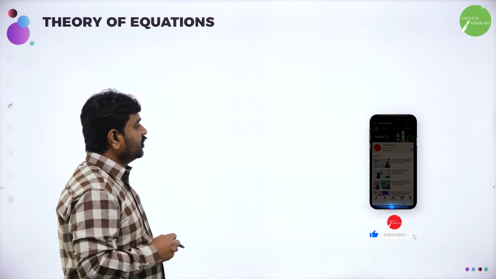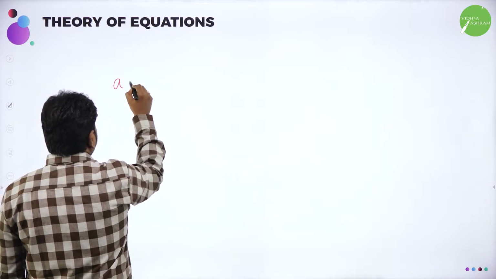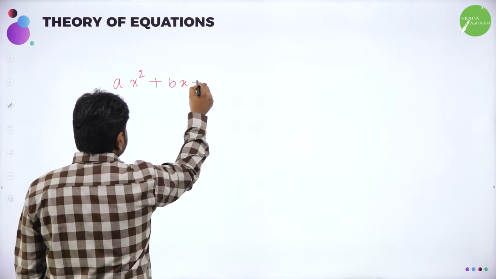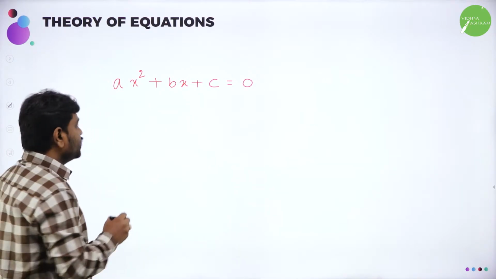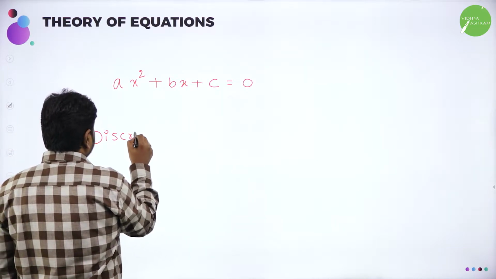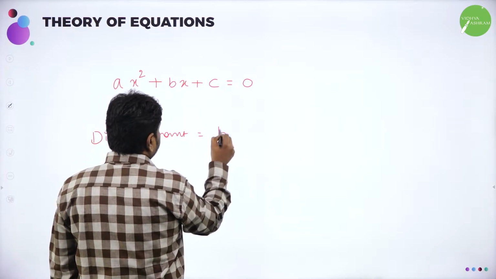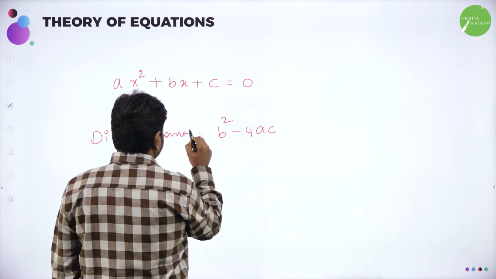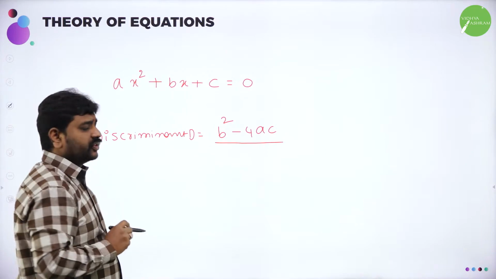Before I go to this, let me guide you. So how to decide nature of root? For a quadratic equation, ax square plus bx plus c equal to 0, first you find discriminant. First you find what? Discriminant. What is discriminant? So discriminant is b square minus 4ac. This is capital D. Discriminant is b square minus 4ac. First you find the value of this.